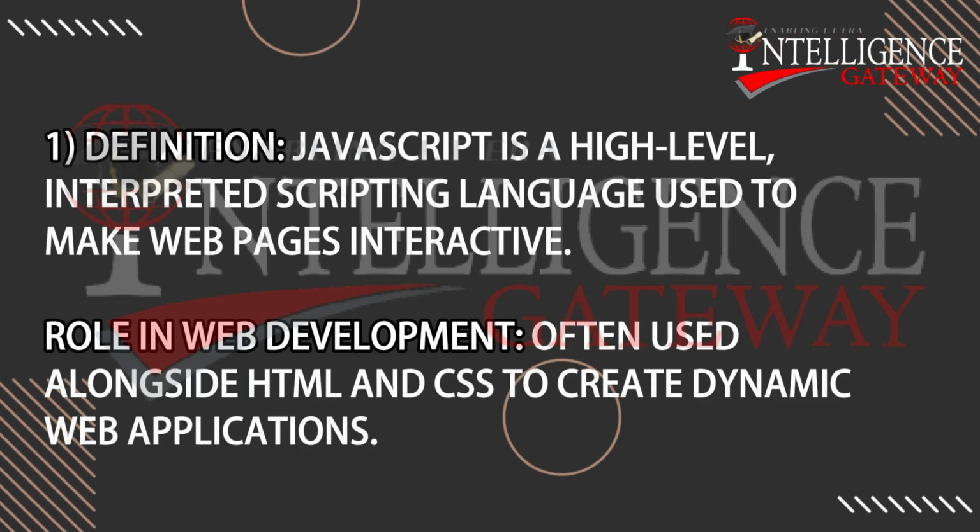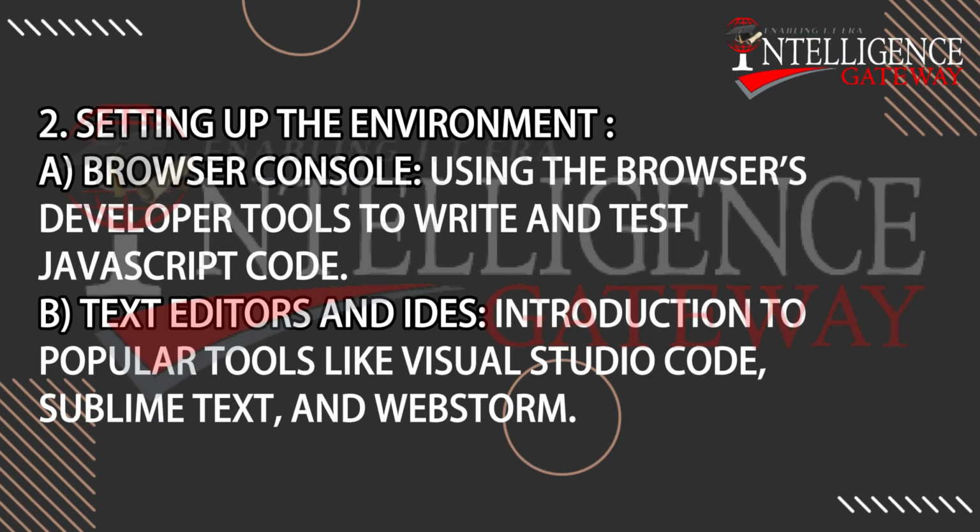1. Definition. JavaScript is a high-level, interpreted scripting language used to make web pages interactive. Role in web development, often used alongside HTML and CSS to create dynamic web applications. 2. Setting up the environment. A. Browser console, using the browser's developer tools to write and test JavaScript code. B. Text editors and IDEs, introduction to popular tools like Visual Studio Code, Sublime Text, and WebStorm.